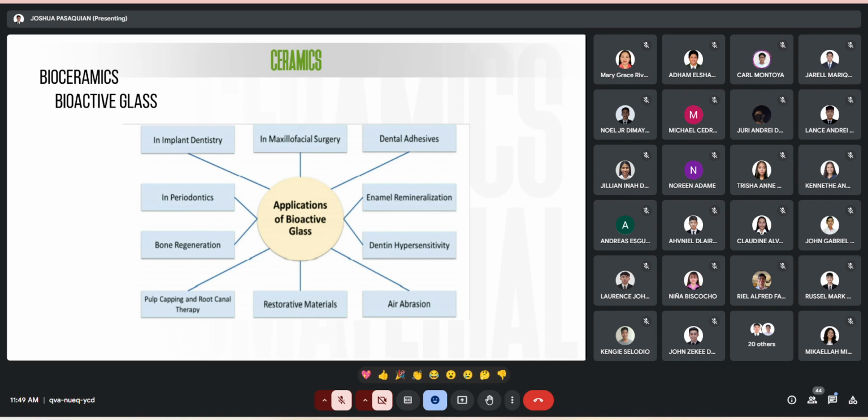Also, bioactive glasses are used in adhesives since the deposited hydroxyapatite, when in contact with dentin, reacts with the tissue inside the dentinal tubules, resulting in dentinal adhesion and therefore providing a stronger bond.